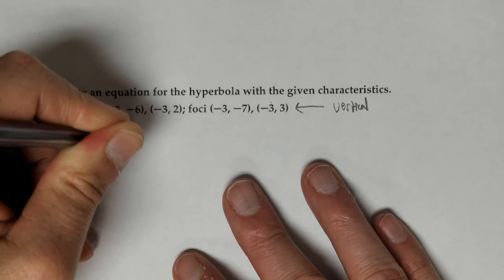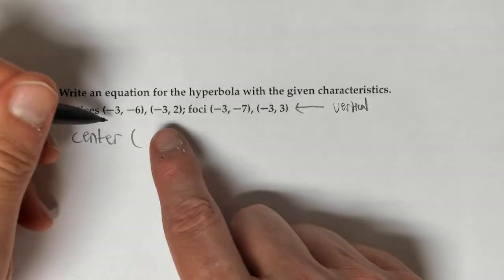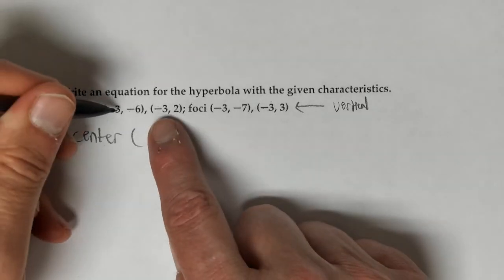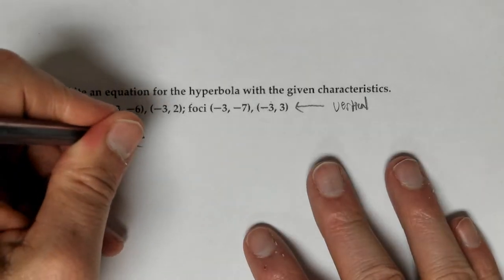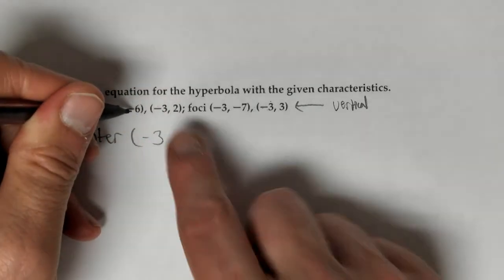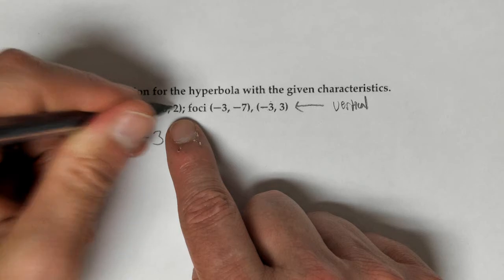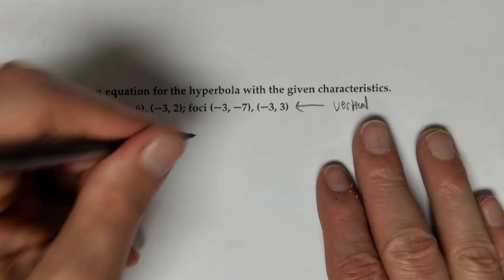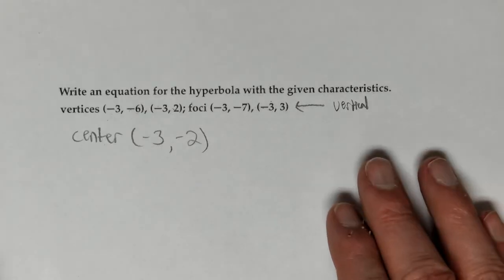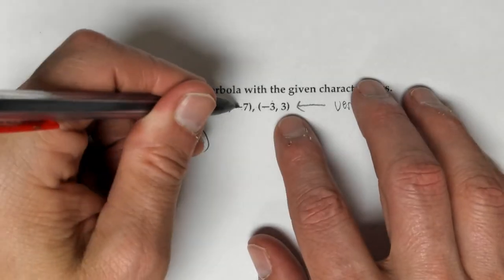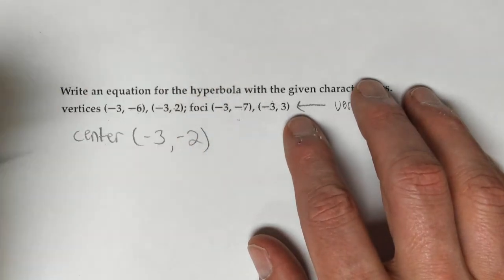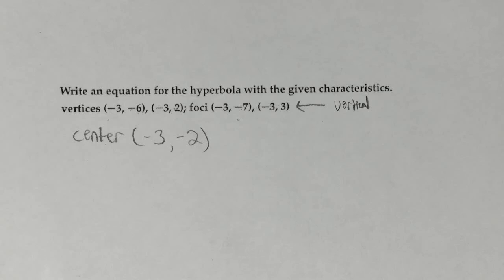All right, so my center is going to be the midpoint of the vertices or the midpoint of the foci, kind of like what it was with an ellipse. So first of all, we know it's -3. So the middle of -3 is -3. The middle between -6 and 2, add them together: -4 divided by 2 is -2. So -2 is halfway between -6 and 2. Verify it again here: -7 plus 3 is -4 divided by 2 is -2. So we do have the right center.